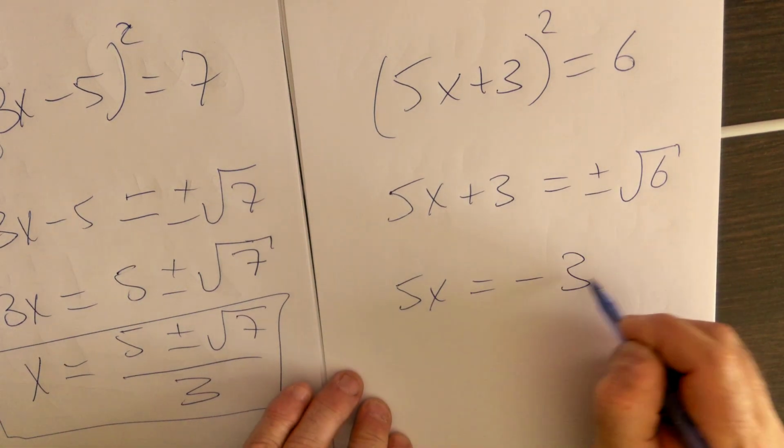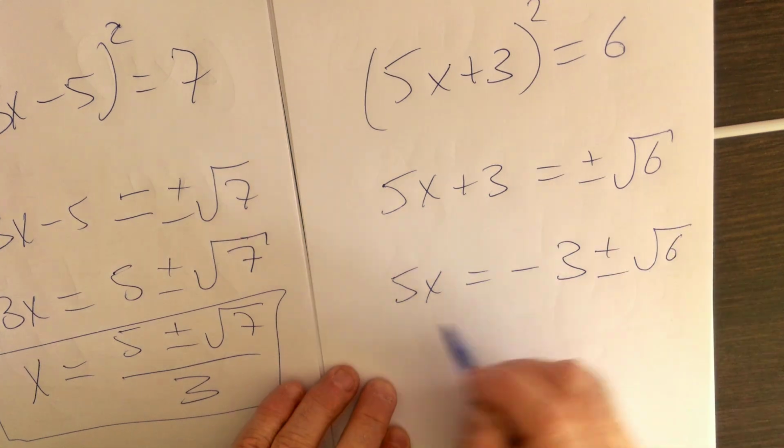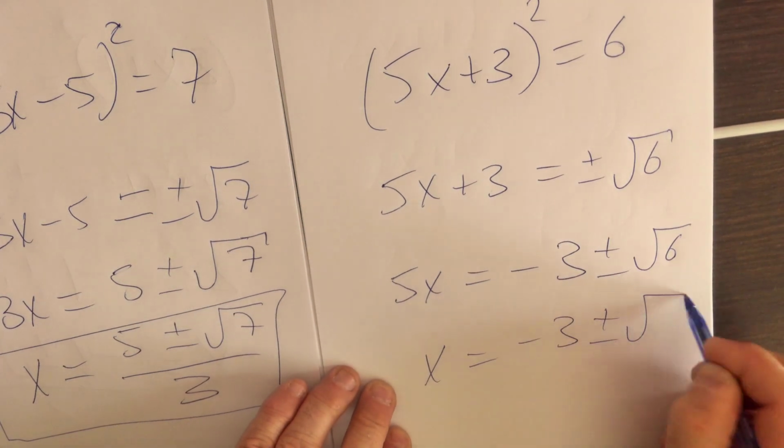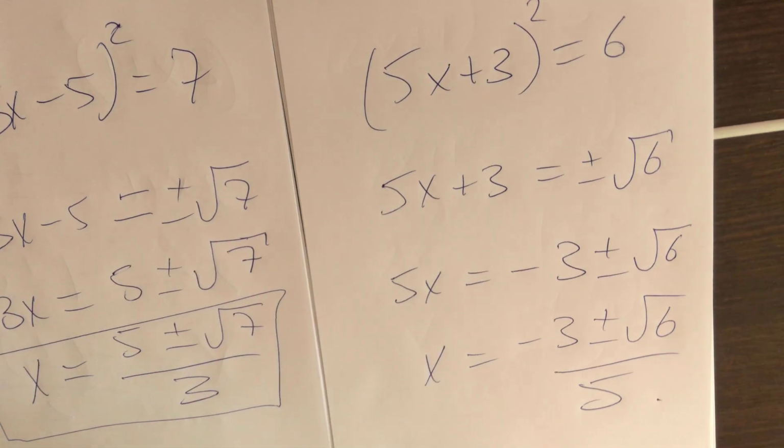5x equals negative 3 plus or minus root 6. Let's divide down the 5. x equals minus 3 plus or minus root 6 over 5. Done. Not boxing it.